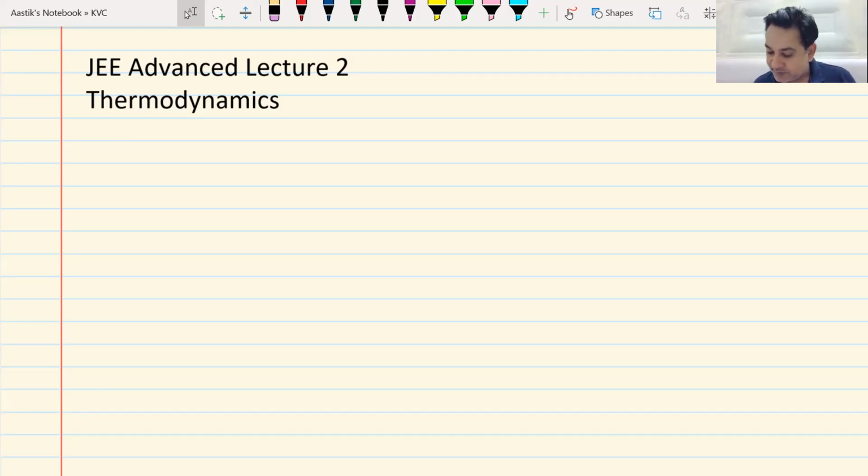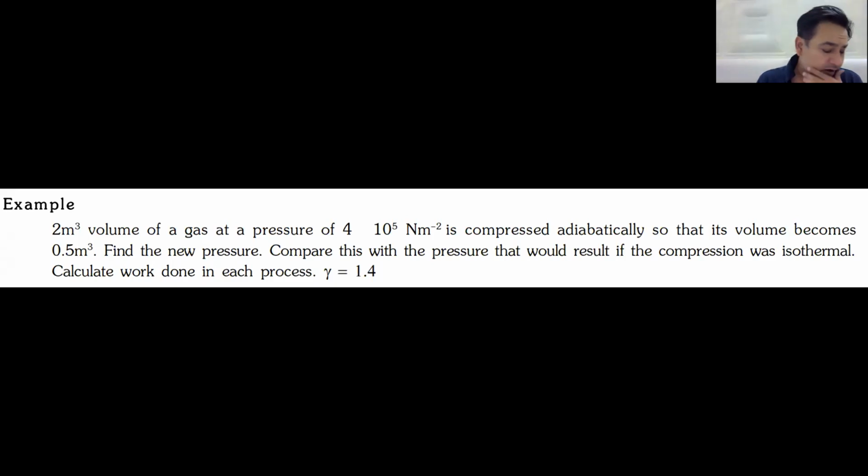Let me just reframe it. Okay, here it comes on your screen. And remember, do not be worried about the values. The values that are going to come in JEE would be very simple. 2 meter cube volume of a gas at pressure 4 into 10 raised to the power 5 Newton per meter square is compressed adiabatically so that its volume becomes 0.5. Find the new pressure. Compare this pressure with the result if the compression was isothermal.